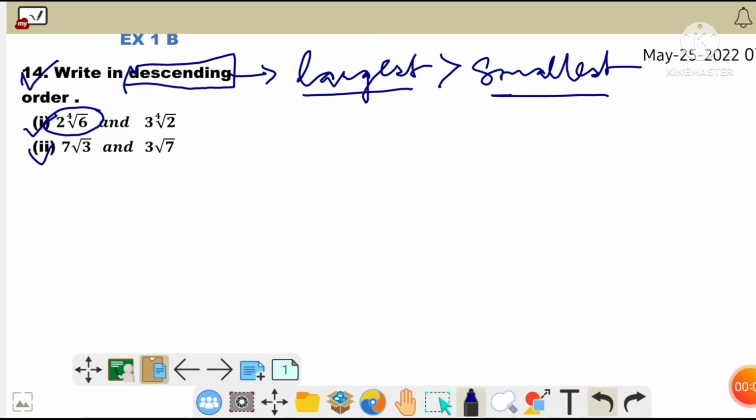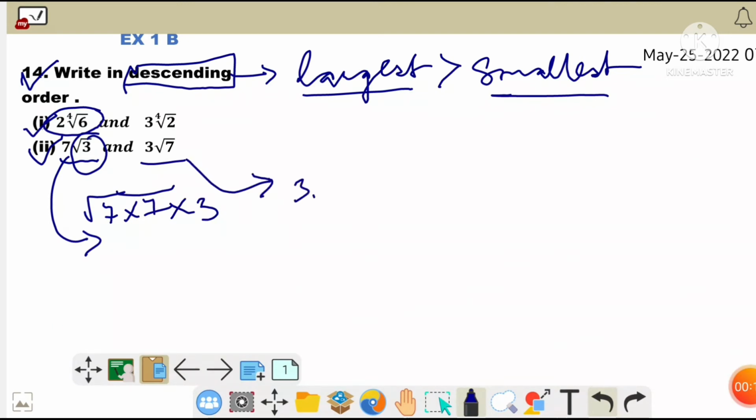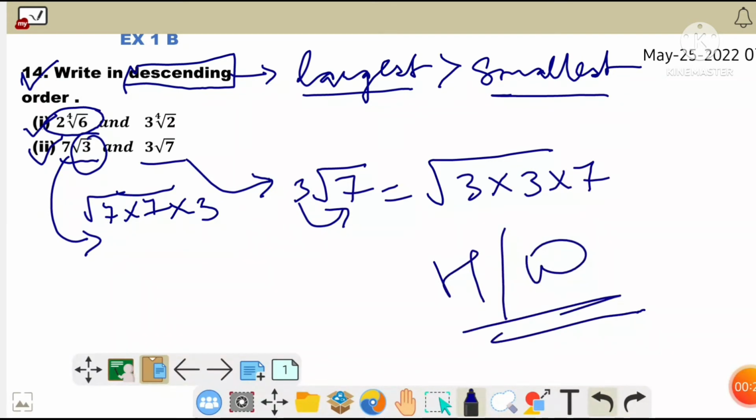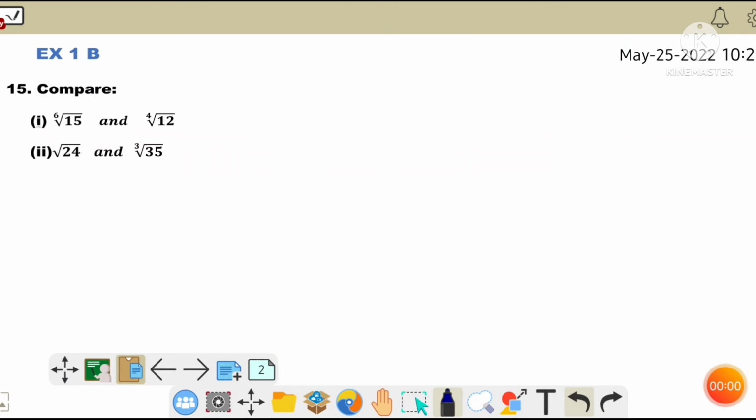Next question you will solve in the similar way. Since it is the square root, it's very easy to solve. Inside the root there are 2 sevens and 1 three. And next inside the root there are 2 threes and 1 seven. In this way you'll solve it and that's your homework. I think you can do it.